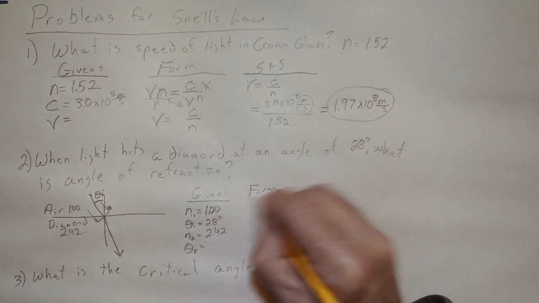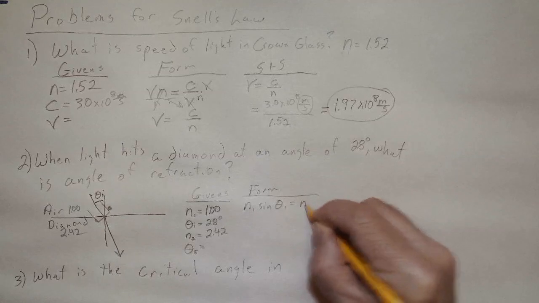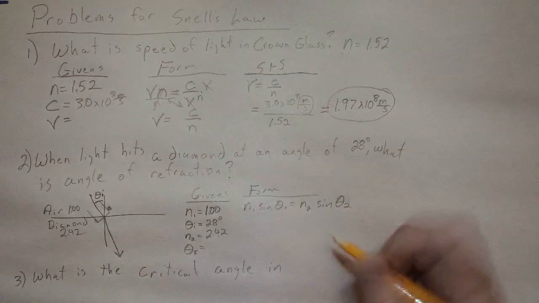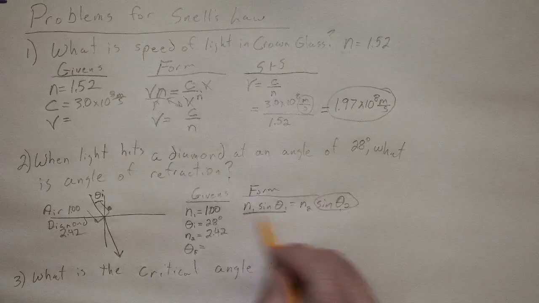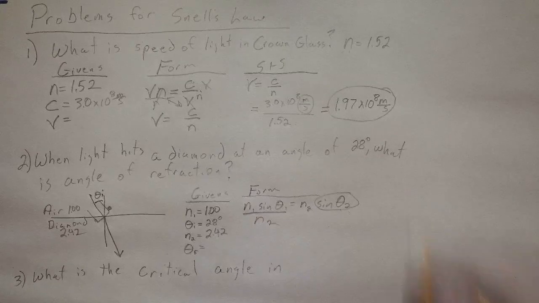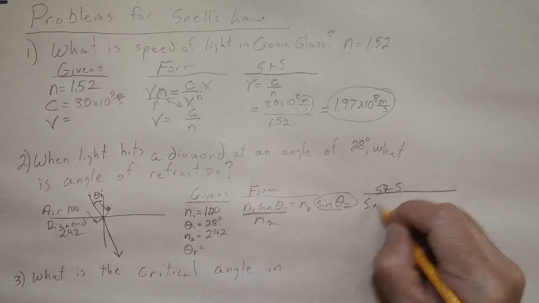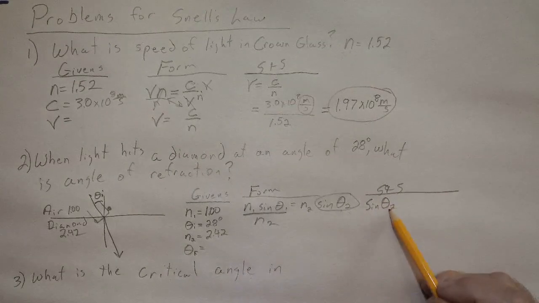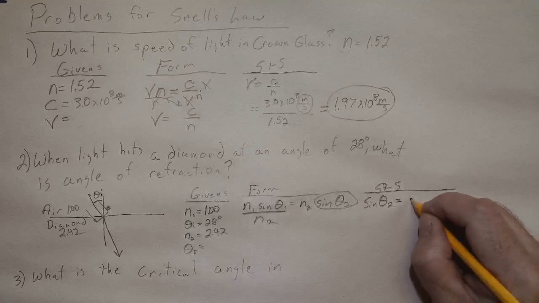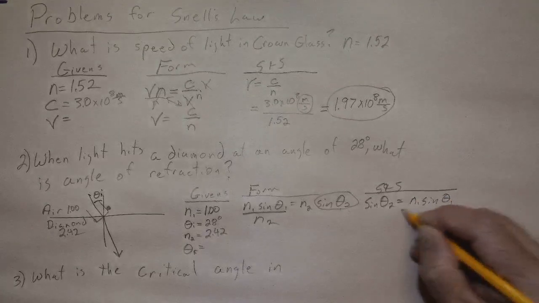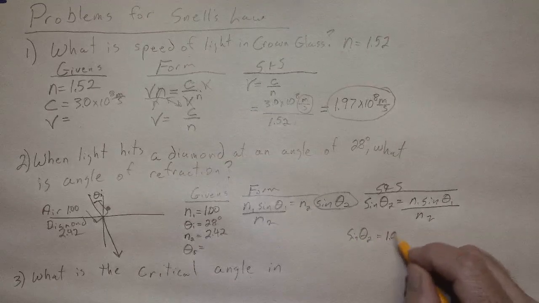So the good old Snell's Law formula: n1 sine theta 1 equals n2 sine theta 2. So let's set that up. Solving for the sine of theta 2 is as simple as dividing by n2. So we rewrite it, and we have the sine of theta 2. The only hard part here is remembering this is not theta 2, it's the sine of theta 2, so we have to take the inverse sine to get that. That's n1 sine of theta 1 over n2. Substituting in, sine of theta 2 equals 1.00.